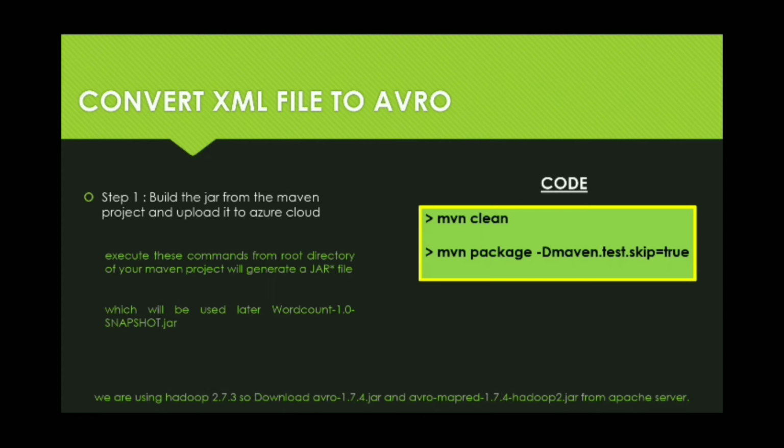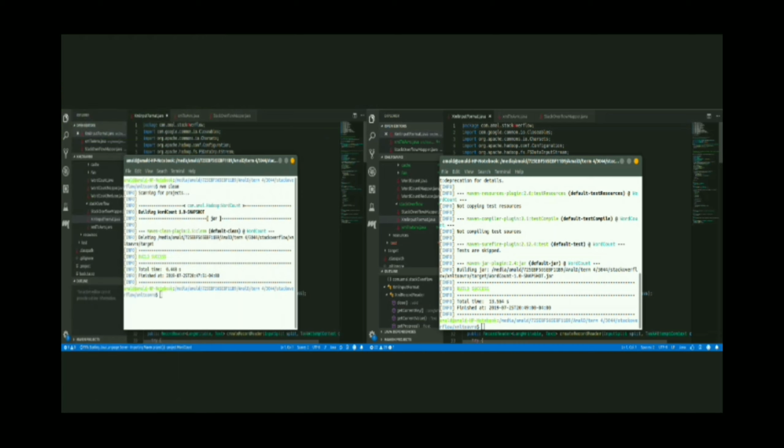So this is the code. We first clean it and we build the project. This is a screenshot of first cleaning the project. That's the first screenshot shown on the left side. And on the right side, that's the building of the project. And the output will be saved to Azure.